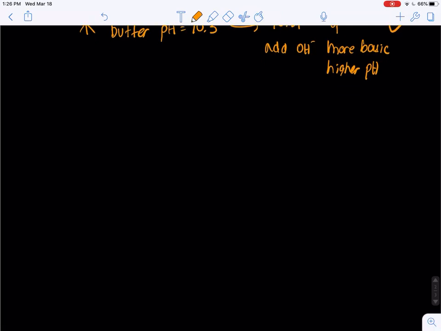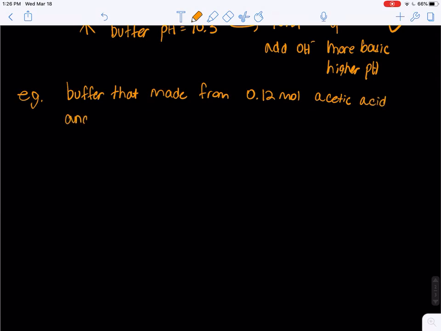Okay. Let's say I have a buffer that's made from acetic acid, sodium acetate, okay, and I'm going to add 0.03 moles of sodium hydroxide or something like that, okay?